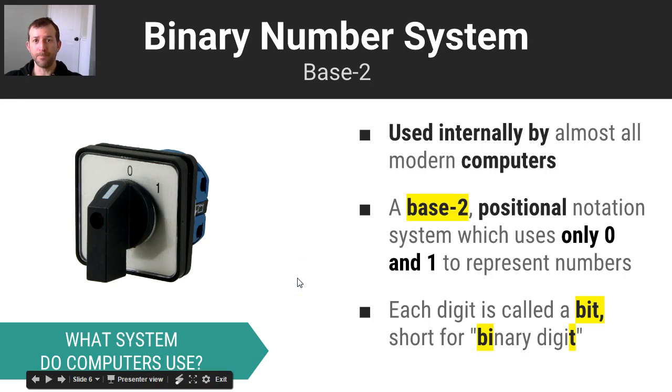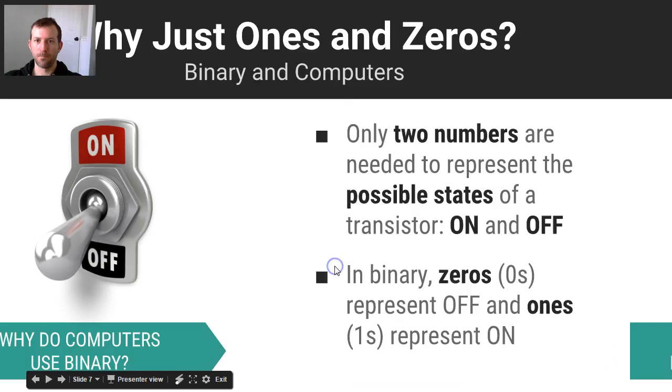So each digit in a binary system is called a bit, which is short for binary digit. So the system that computers use is called binary, which means binary digit. Bi means 2, which is basically saying that any value needs to be represented using the symbols 0 and 1, and 0 and 1 alone.